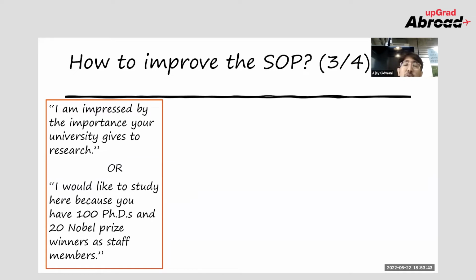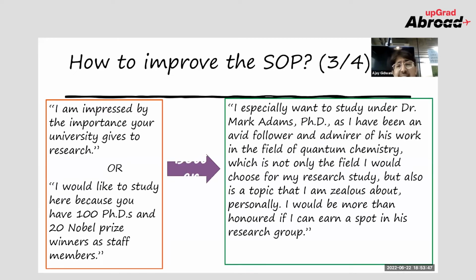But this could be written in a more emphasized manner. And how does it say? It says, I especially want to study under Dr. Mark Adams, PhD, as I have been an avid follower and admirer of his work in the field of X, which is not only the field I would choose for my research study, but also a topic that I'm zealous about personally. I'd be more than honored if I can earn a spot in his research group. So in this way, I will be more specific about why I would like to go for university.